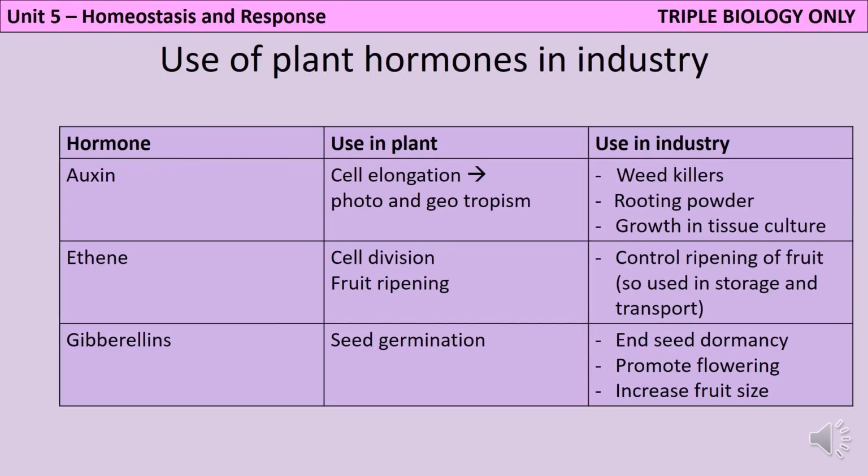Plant hormones also have several uses in gardening and in farming. Auxin can be used as a weed killer by promoting uncontrolled growth, so a weed uses up all of its resources and then dies. It can also be included in rooting powders and tissue cultures. Ethene, as we've said, can be used to make fruit ripen at exactly the right time, and gibberellins can be used to end seed dormancy, promote flowering, or increase fruit size.